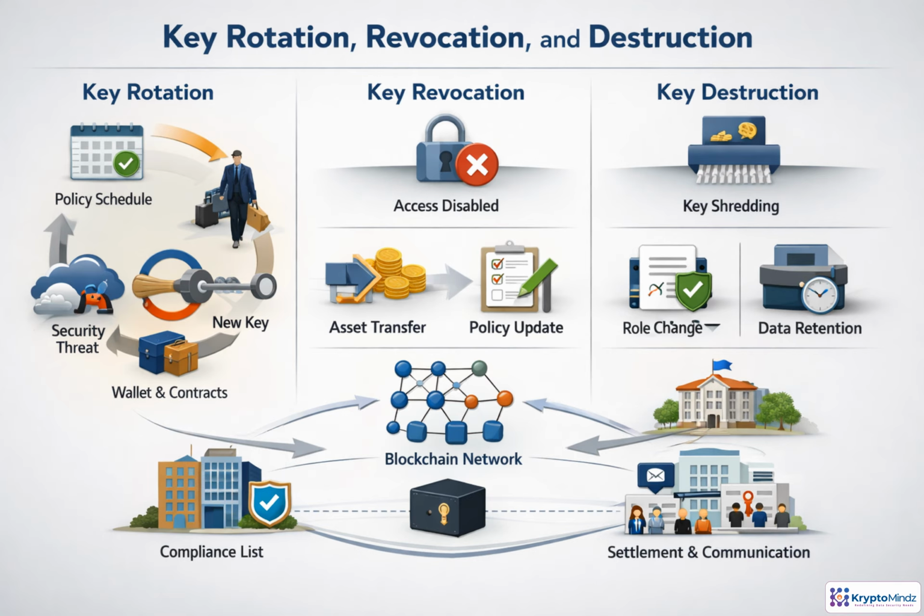Key lifecycle changes should follow a controlled sequence, not an ad hoc reaction. Begin with a trigger, such as policy timing, suspected compromise, staff departure, or vendor migration. Assess the risk, obtain approval, and create the replacement key or signing policy. Then migrate assets, wallet permissions, contract roles, and whitelists. Validate transactions and settlement readiness before disabling old access. Finally, destroy keys only with evidence, retention alignment, and audit closure.